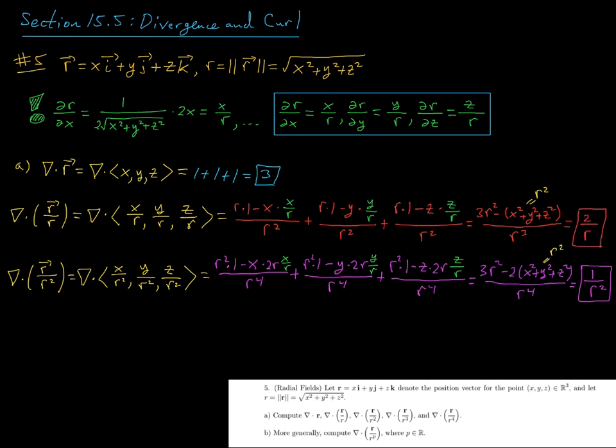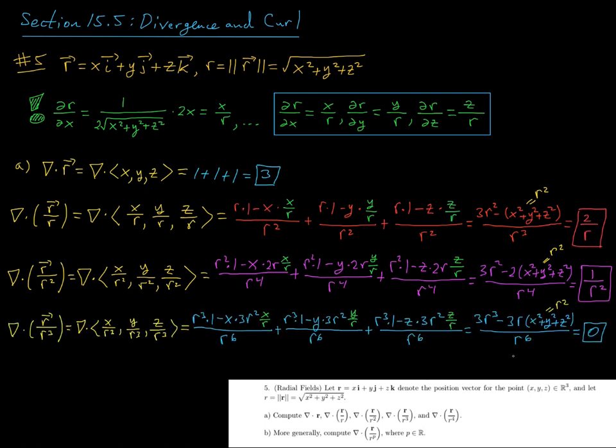Moving on to compute the divergence here of r divided by the square of its magnitude. Okay, pretty similar calculation there. You wind up with 3r squared minus 2 times this quantity, x squared plus y squared plus z squared, which is just r squared. So you get 3r squared minus 2r squared, which is just r squared. If you divide that by r to the fourth, you wind up getting 1 over r squared. All right, moving on here.